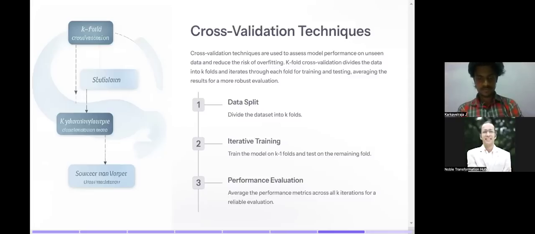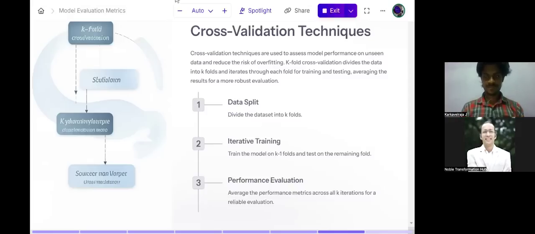So let's see. Data split divides the data into k folds. This is where we apply first principles. Elon Musk applies first principles in all his companies. That's why he's going to become a trillionaire. That is why his performance is better than other people's. He applies physics principles, and first principles mostly, in all companies.